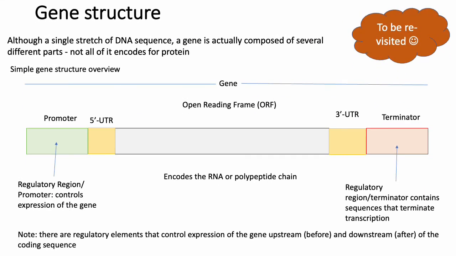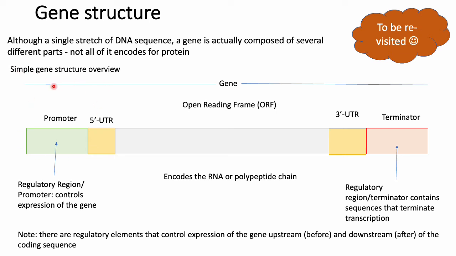Okay, so moving on to gene structure. We will revisit this again when we consider gene structure, but I just want to introduce it now. Although there's a single stretch of DNA sequence, the gene is actually composed of several different parts, and not all of them are encoded in the protein. Here we can see a simple gene structure overview.